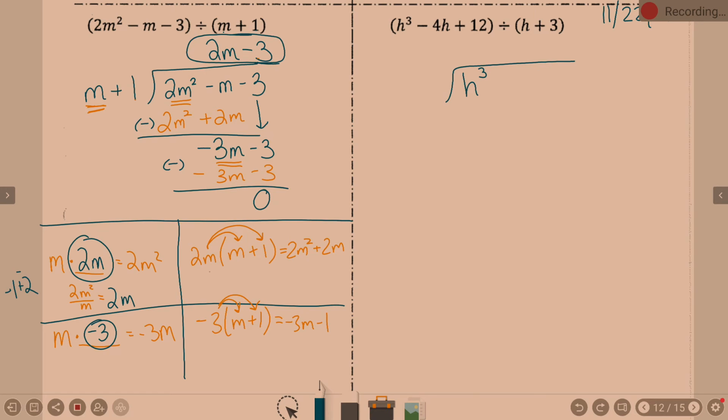-4. I don't know. But what place value should be there? If it's h to the third, if all place values are represented, what comes after h to the third? H squared. H to the second. Do I have an h to the second? We do not. And so this is where you need to put in plus 0 h to the second. So you always want to make sure all place values are represented.